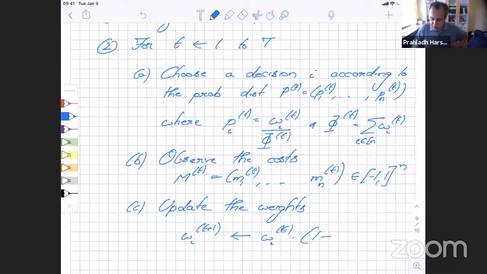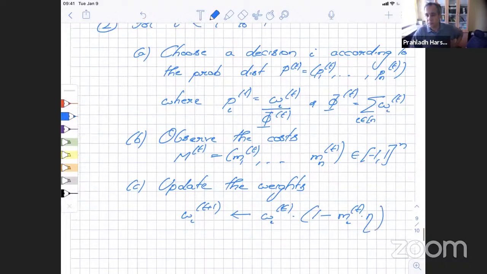So we'll do MIT times eta. This is how much the weights are going to increase and decrease.